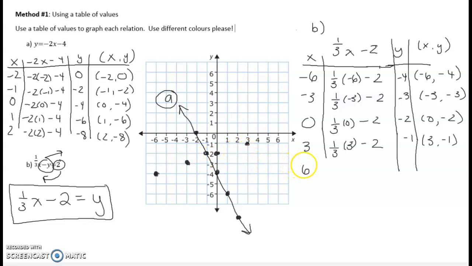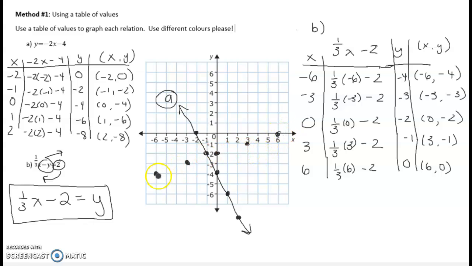And last one, +6. So 1/3 times +6 is +2. And 2 minus 2 is 0. So when x is 6, y is 0.